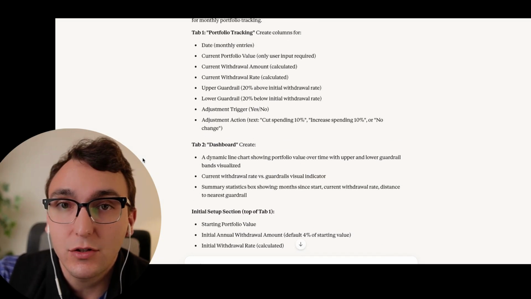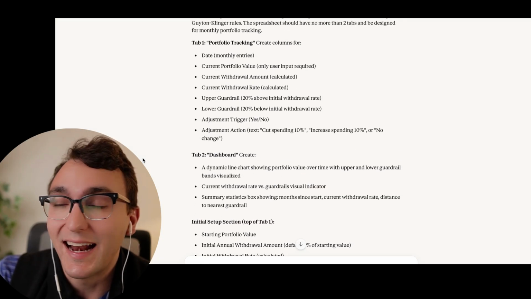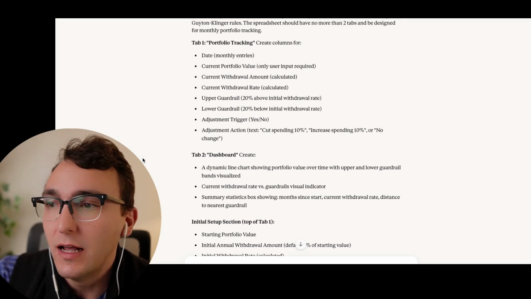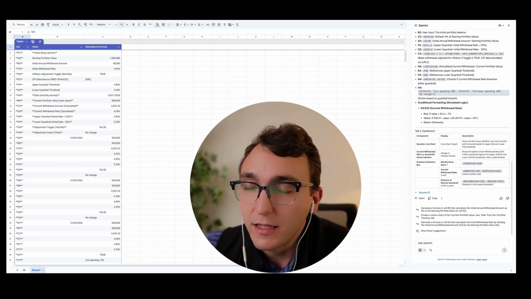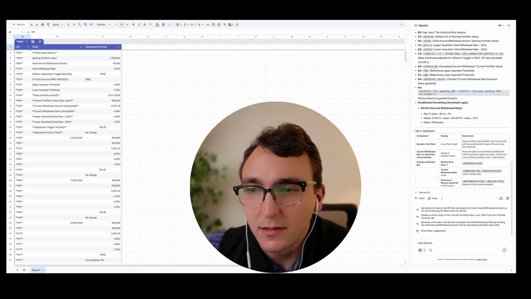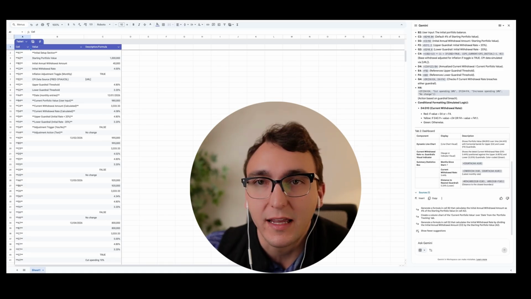Okay, so I asked Claude to generate a prompt so that I could give it to Gemini to start on our spreadsheet. Pretty good start here. We'll feed it to Gemini and see what it comes up with. So Gemini had its first crack at it. It's not even close. This is a mess, so we'll try and refine it and see what we can come up with.